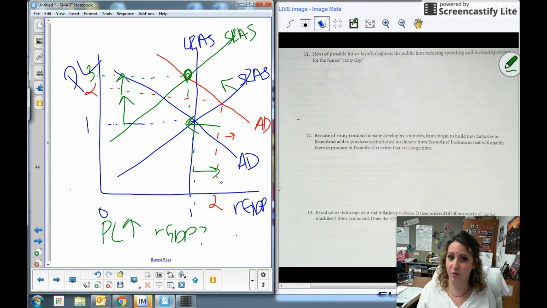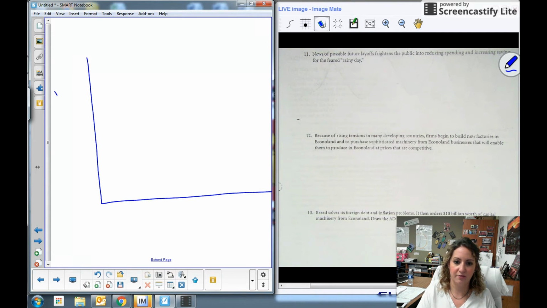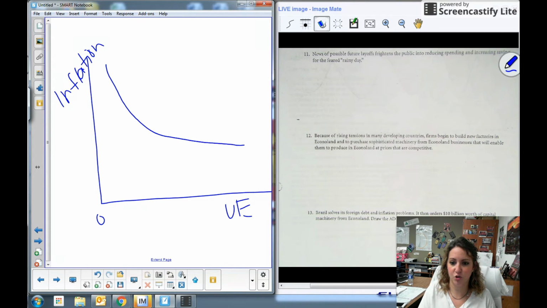So what is our Phillips curve going to look like if we're having two types of shifts? Okay, so we have inflation. I'm going to spell it out because it's our last one. And unemployment. There's no room. And I'm going to have short run Phillips curve and long run Phillips curve.